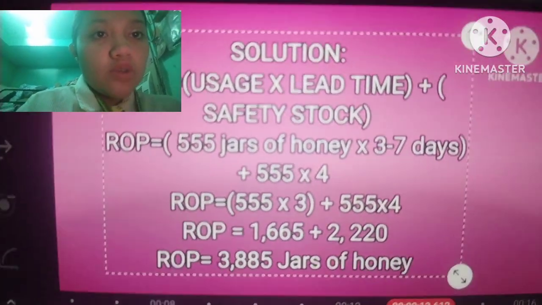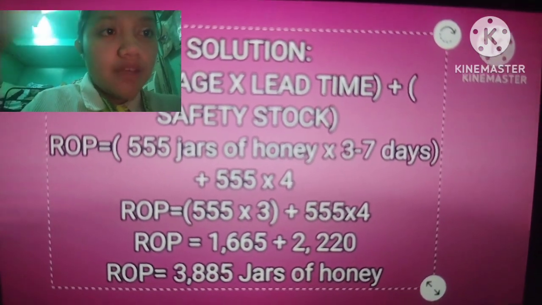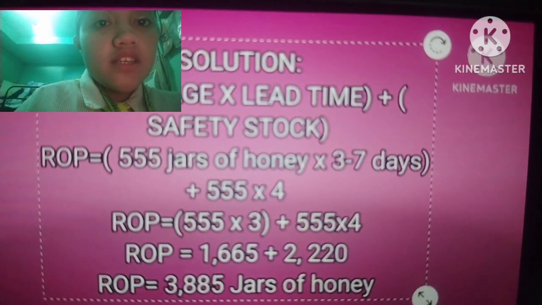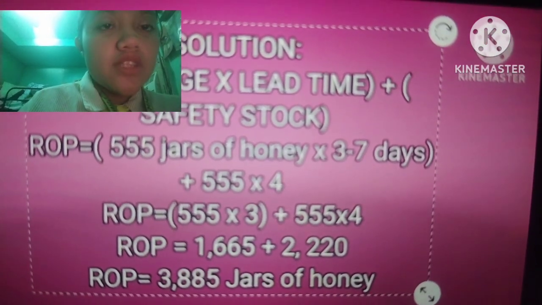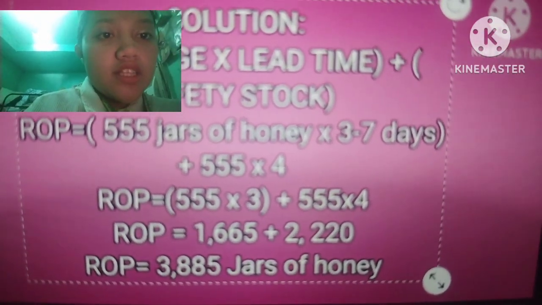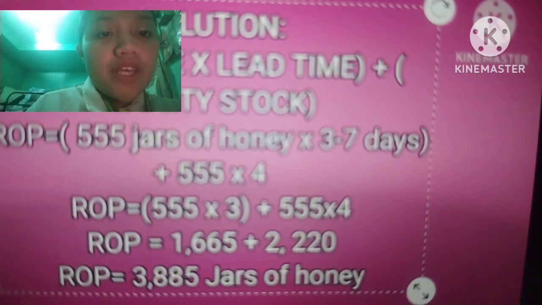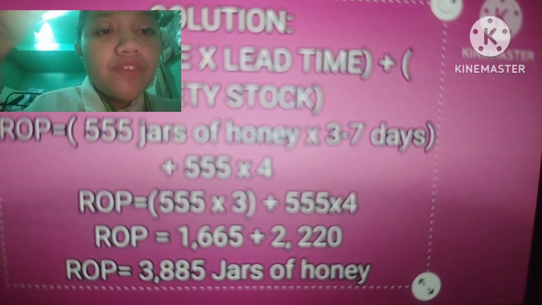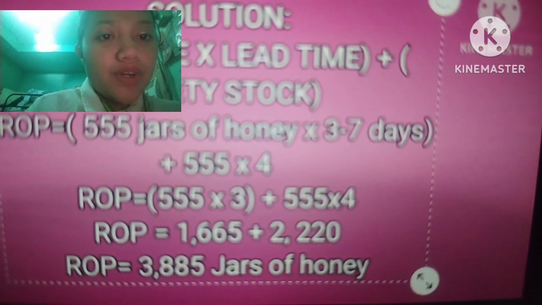Solution. So ROP equals usage times lead time plus safety stock. So ROP equals 555 jars of honey times 3 to 7 days. After that, plus 555 times 4. ROP equals 555 times 3 plus 555 times 4.